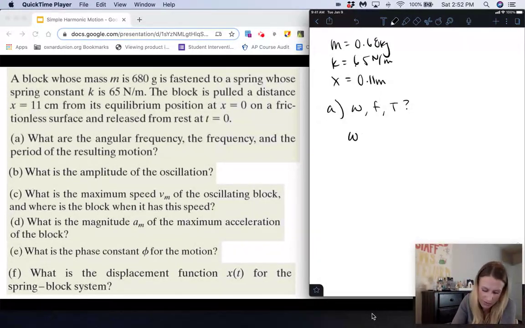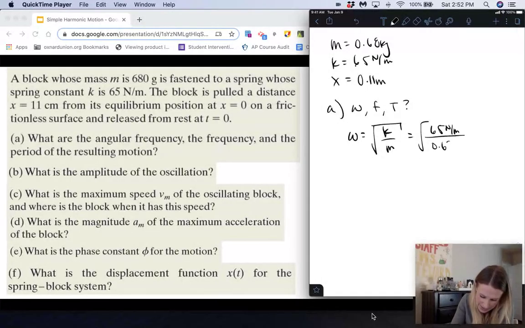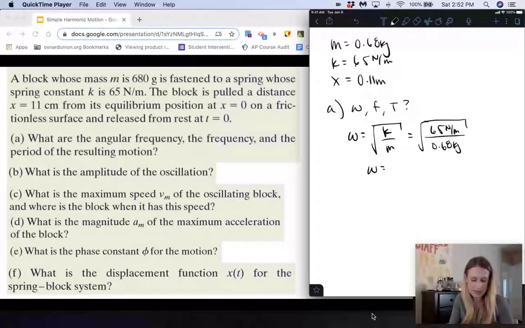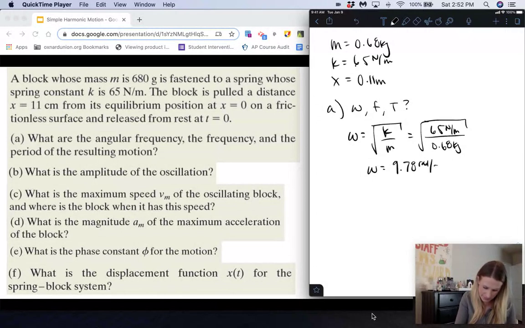Angular frequency is equal to the square root of K over m. Plugging in our numbers, K was 65 newtons per meter and mass is 0.68 kilograms, and so we get angular frequency is equal to about 9.78 radians per second. So that's our angular frequency.